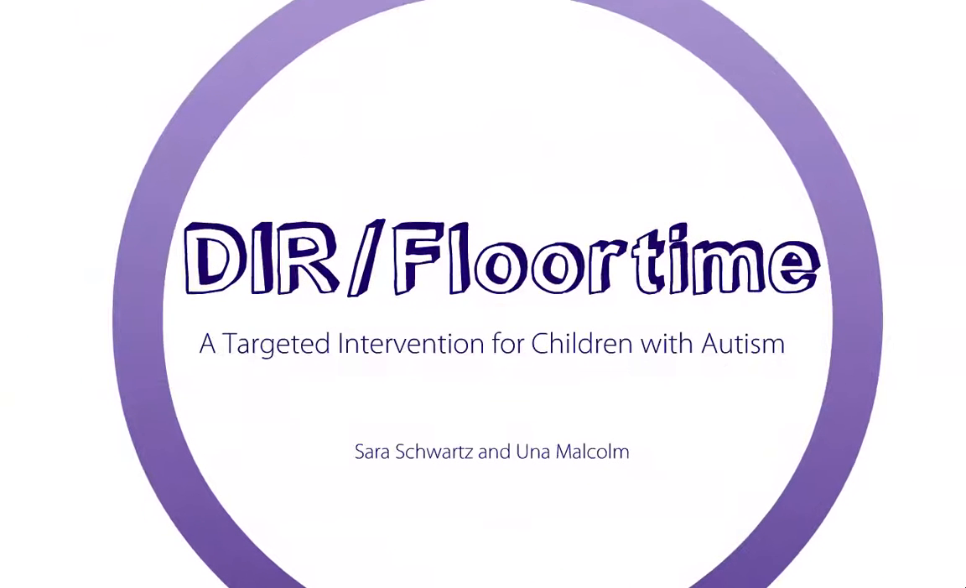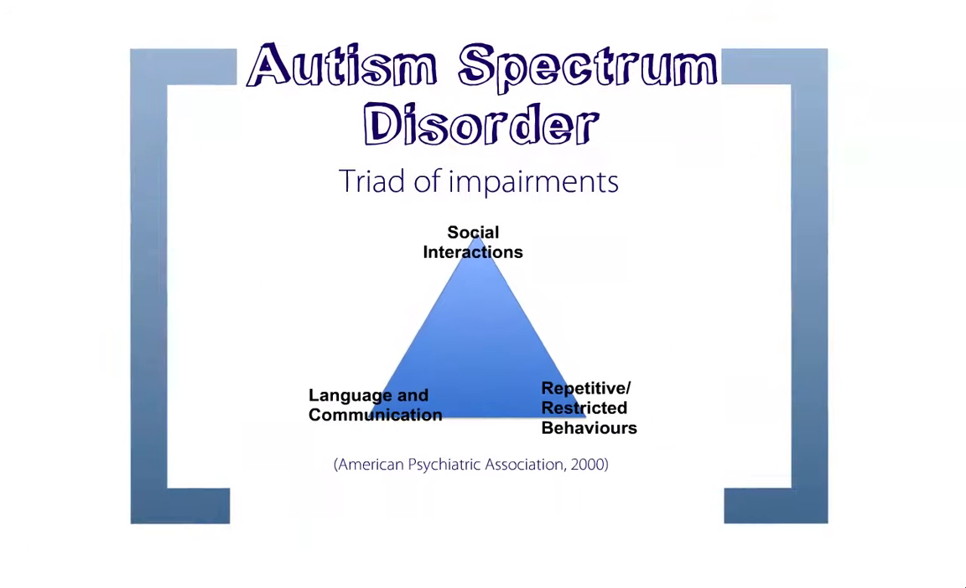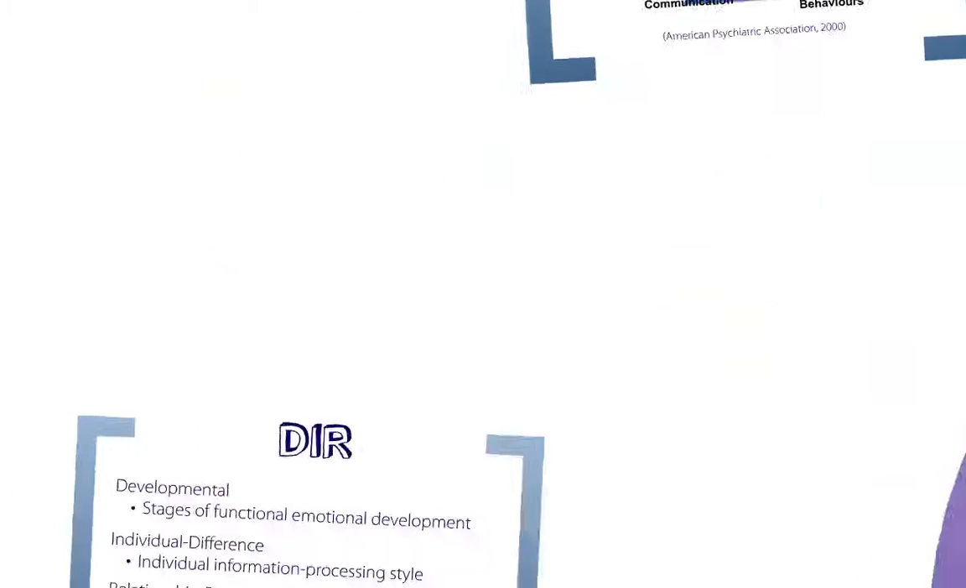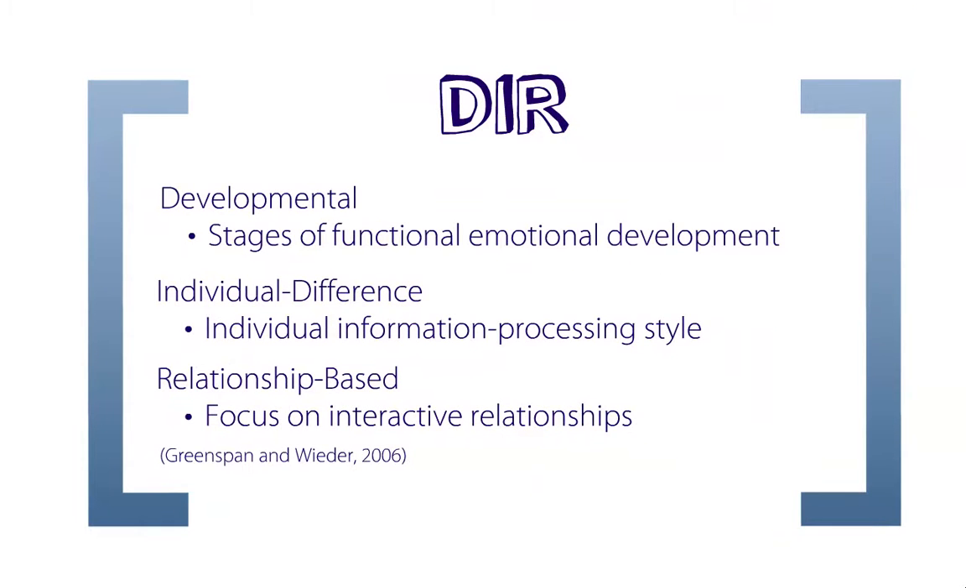We would like to introduce you to the DIR Floortime model, a targeted intervention for children with autism. Autism is a neurodevelopmental disorder characterized by the triad of impairments, which includes social interaction, language and communication, and repetitive or restricted behaviors. The DIR model was developed by Dr. Stanley Greenspan. DIR stands for Developmental, Individual Difference, and Relationship-Based.